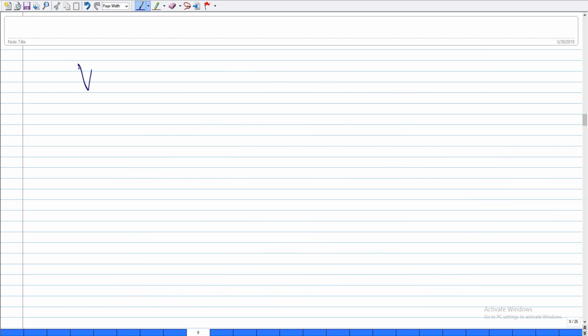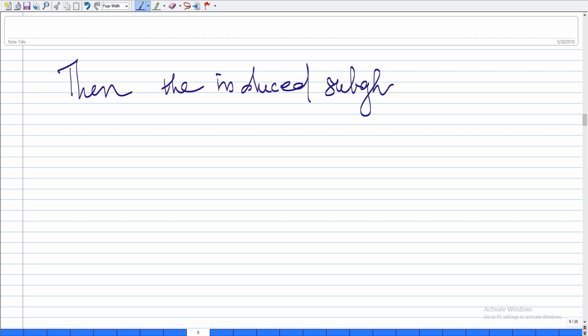So suppose we have this partition V1 and V2 as defined before. Then the induced subgraph of V1 and V2 are connected.